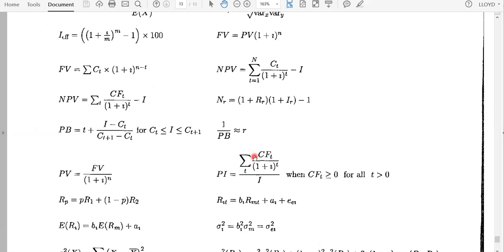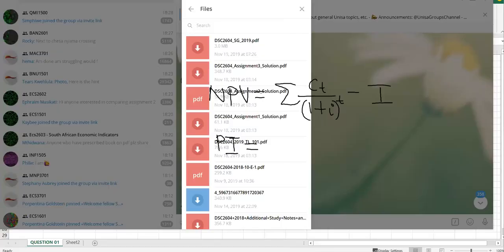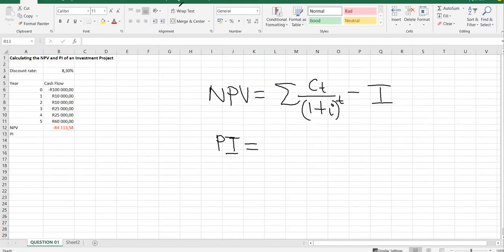On the numerator, we have got summation of the discounted values for the positive cash flows. So this is the NPV for the positive cash flows. Then you divide by the initial investment. That is the profitability index formula. So we're saying that the profitability index formula is the summation of CT over 1 plus I power of T, everything you divide by the initial investment.